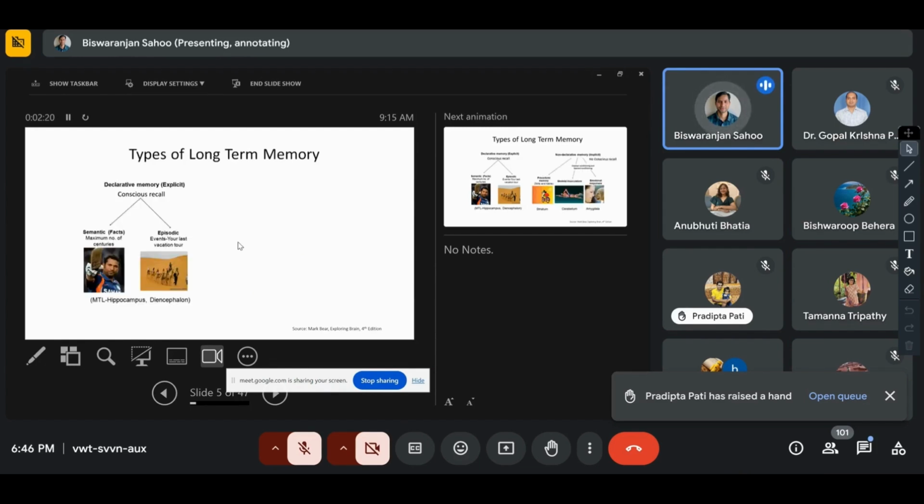And there are different kinds of long-term memory. There are a few memories which actually require conscious recall. For example, I'll ask one question to you. Who has the maximum number of centuries in cricket? You can say, or you can text in the chat box.